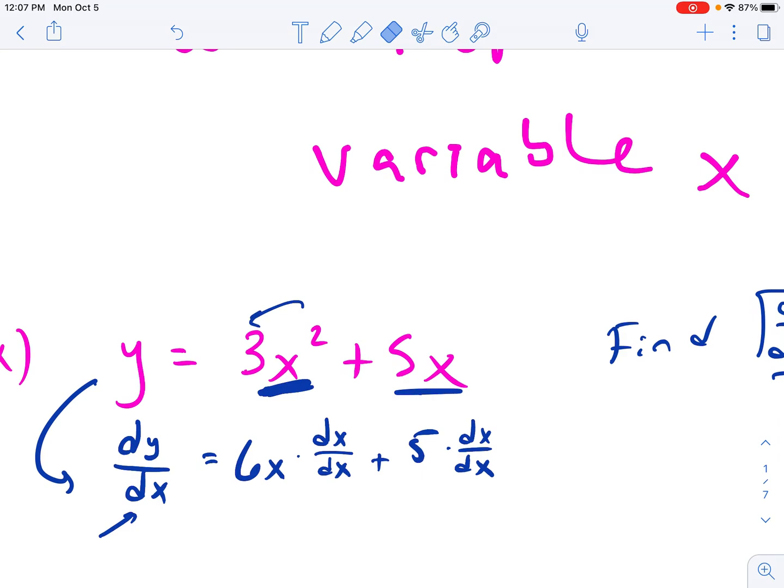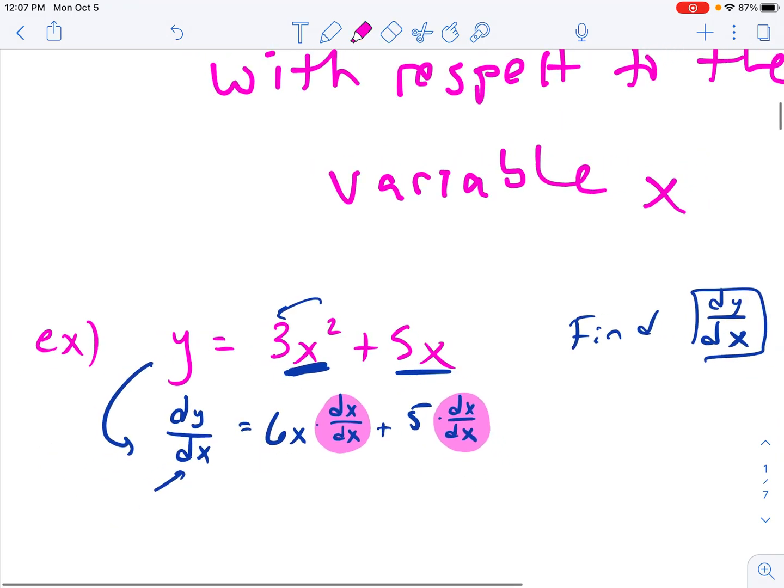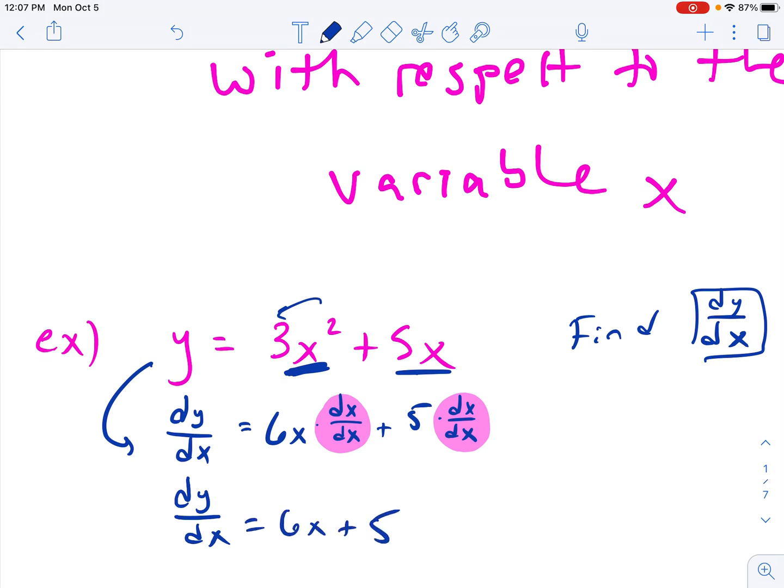Now, let's talk about dx over dx. We haven't seen that before, and we're typically not going to write it. Well, what do you think that equals? What's anything divided by itself? 1. And so what we get back here, as you would probably imagine, is dy dx is 6x plus 5.